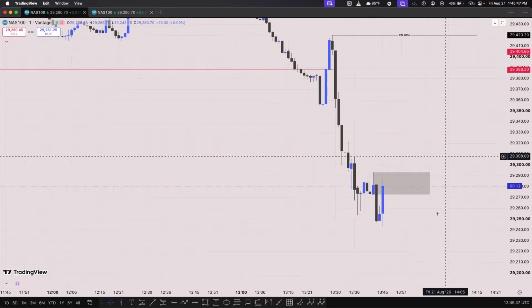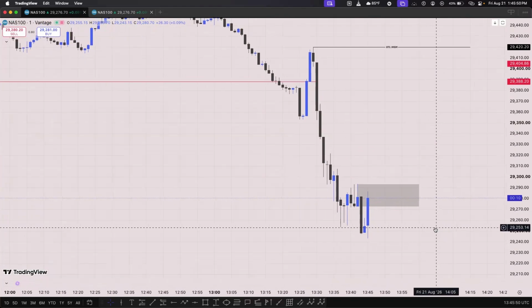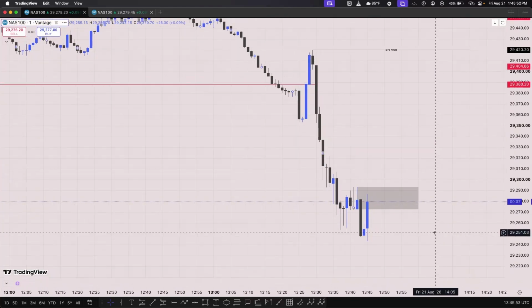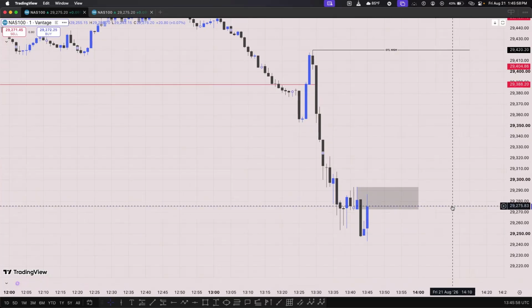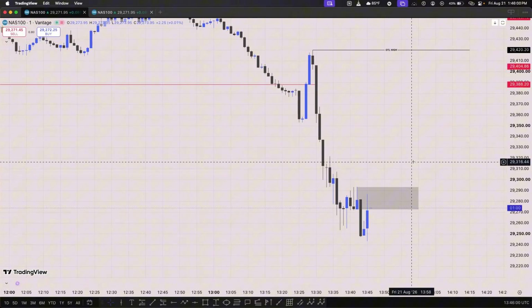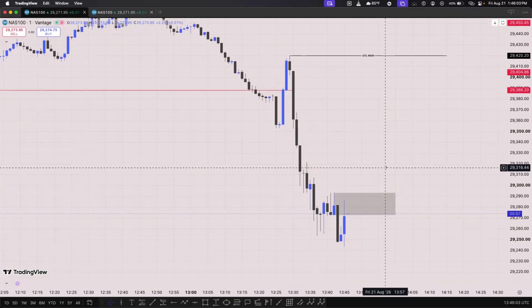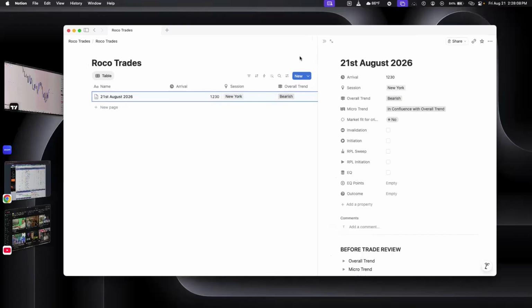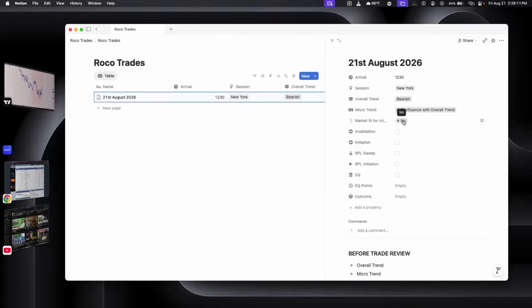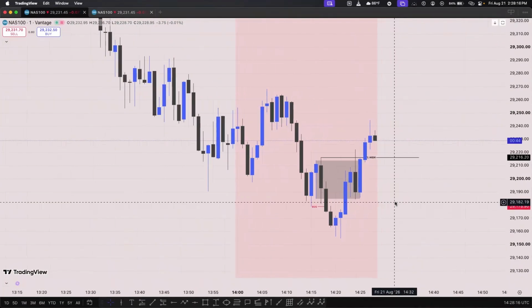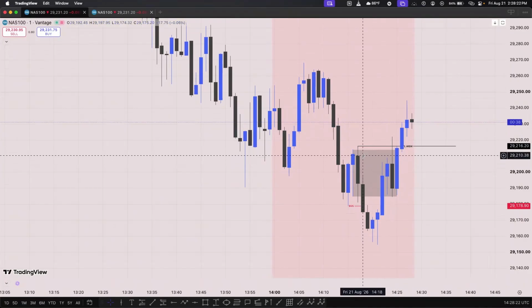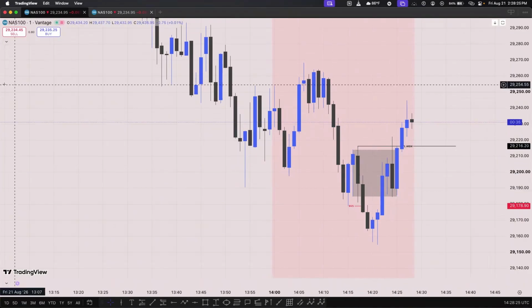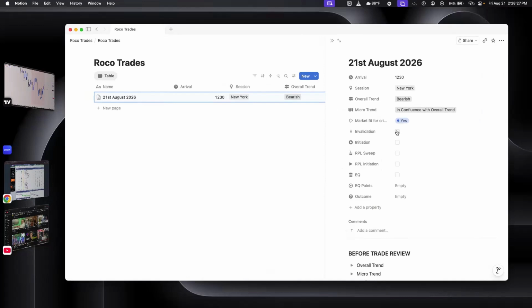So I'm going to wait for my validation, then my initiation, then my RPL sweeps, then my RPL initiation. There's a lot of confirmation that I need to take a trade. Let's see how it plays out. So now the market is fit for the criteria, okay? So I'm going to change this to yes. And my invalidation has also been presented. There's the invalidation, price invalidating the supply. So I go and mark my invalidation.